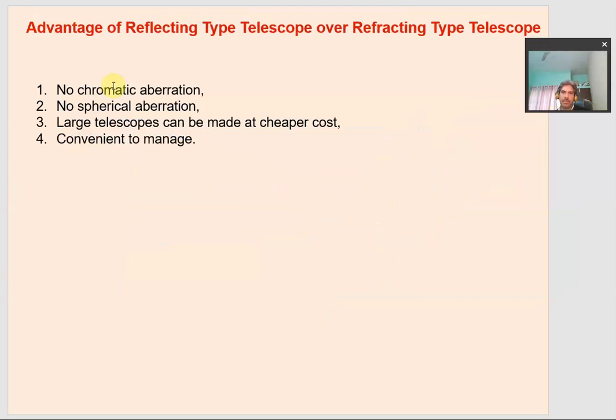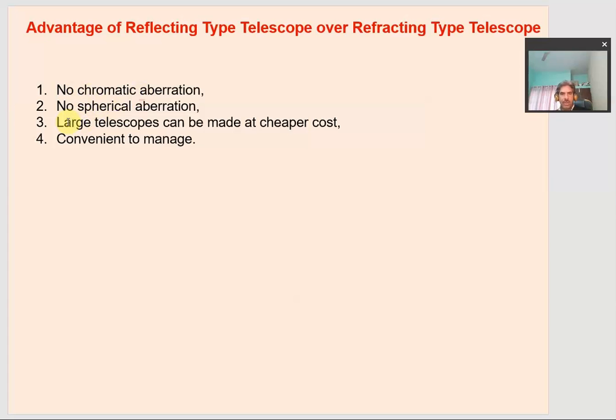But because there is no such phenomenon of refraction in reflecting type telescopes, there is also no spherical aberration. So reflecting type telescopes are free from both spherical and chromatic aberrations.